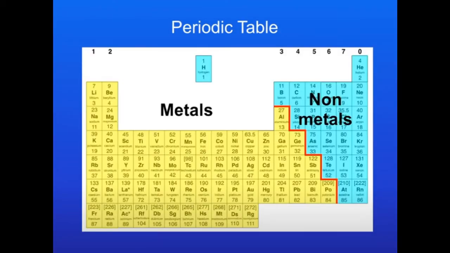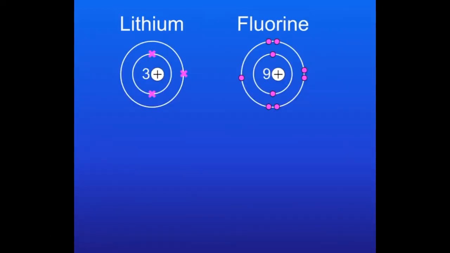On the periodic table, the left side is full of metals and the right side is full of non-metals. I'm going to give an example of ionic bonding using the elements lithium and fluorine. Lithium is a metal and fluorine is a non-metal. Lithium has 2 electrons in its inner shell and 1 electron in its outer shell, and fluorine has 2 electrons in its inner shell and 7 in its outer shell.